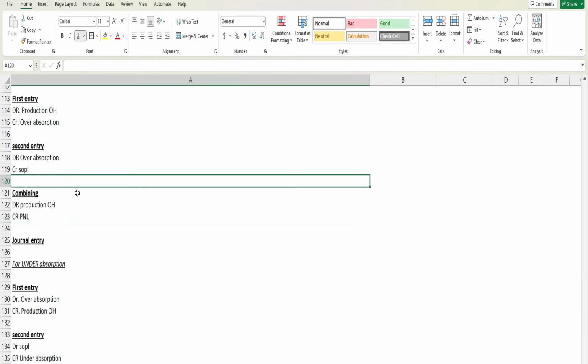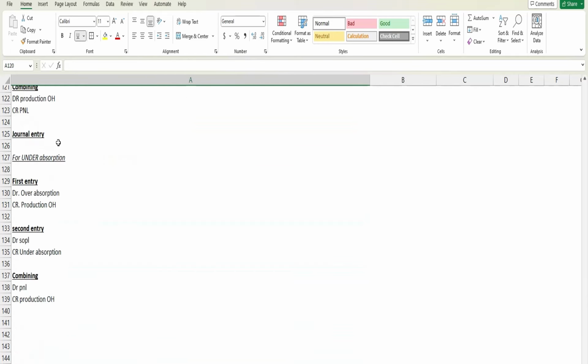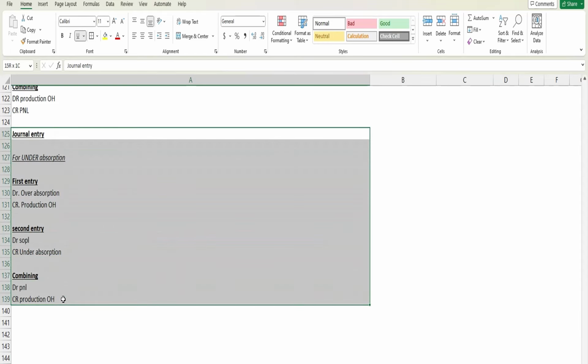So this is for over absorption, and the same applies to under absorption. If we go through the journal entry, it's the opposite of over absorption.